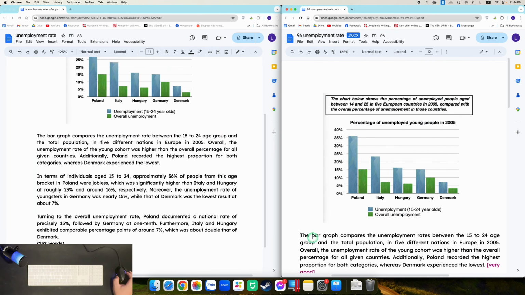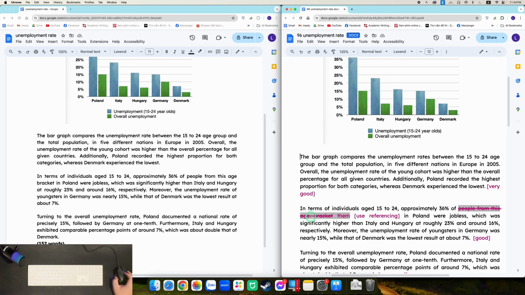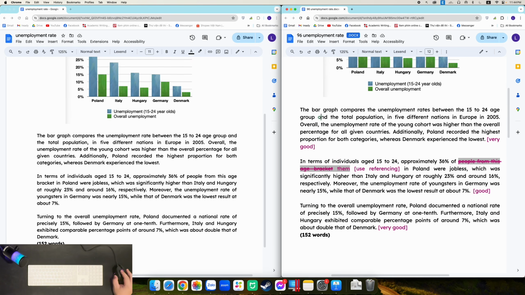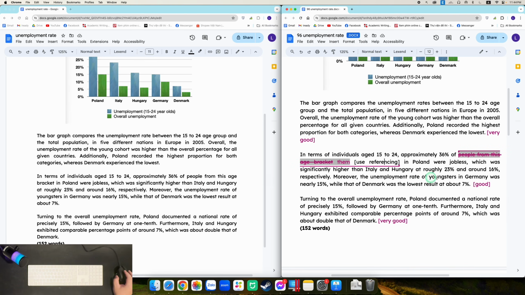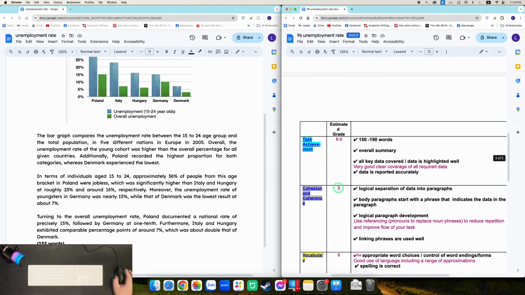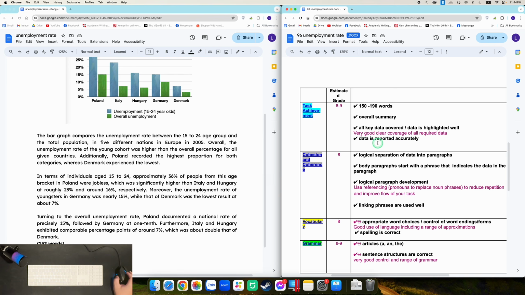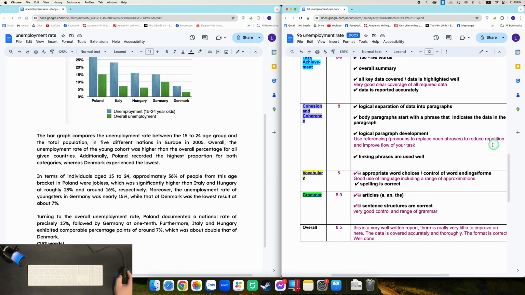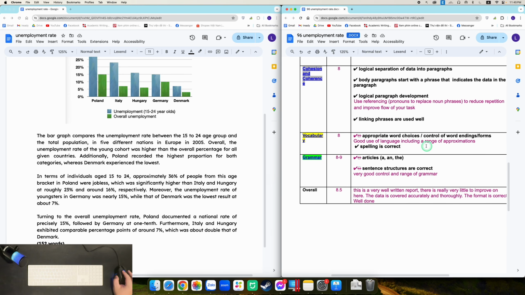Okay, so the examiner has marked my report. Let's see if I got a band 9 for this question. He said I should use referencing here. So I still cannot get a band 9 for this question because there were still some issues with my report. Okay, I'll give it another try next time.